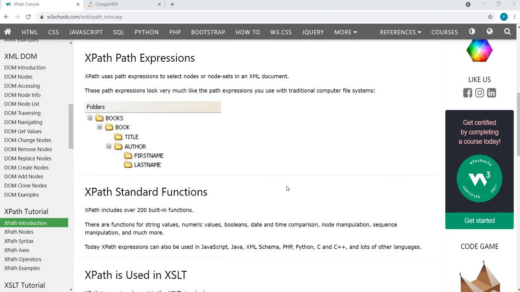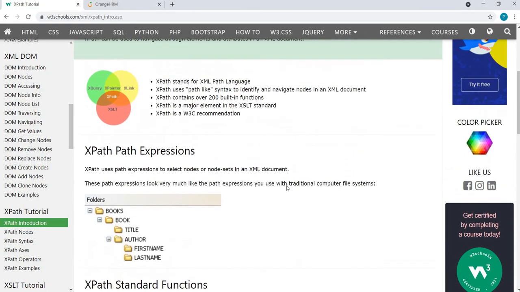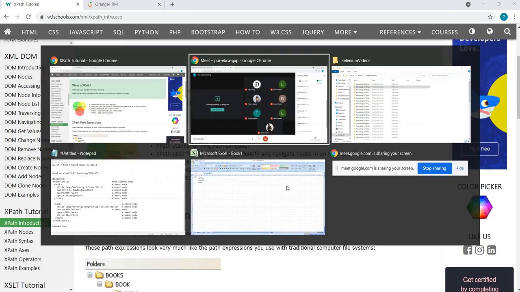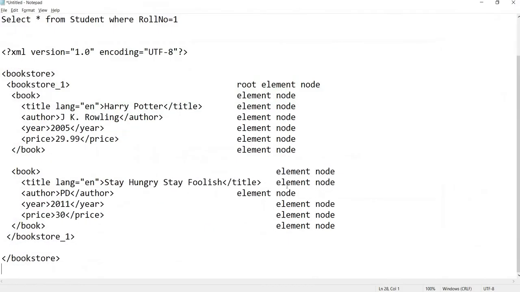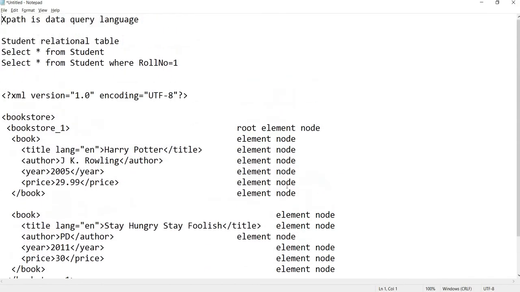Okay guys, so today we are going to talk about XPath. So what is XPath? Basically, XPath is a query language, a data query language actually. Its usage is not only limited to identifying the elements in the UI automation tools. Usually people think that XPath is related only to Selenium, but that is not the case.